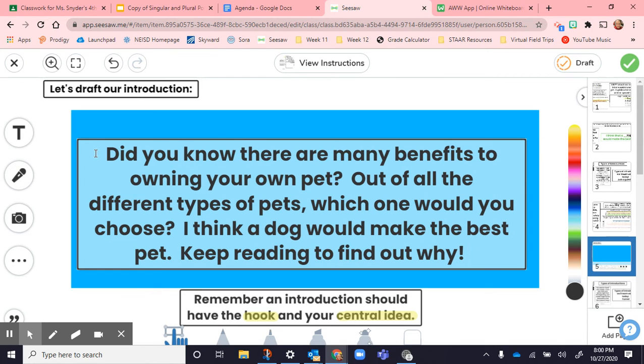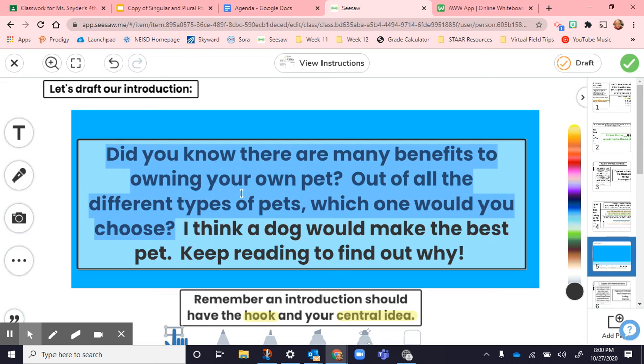All right. So here again, I've got this part. This is my question. This is my hook that I'm doing. So I'm getting them to start thinking.